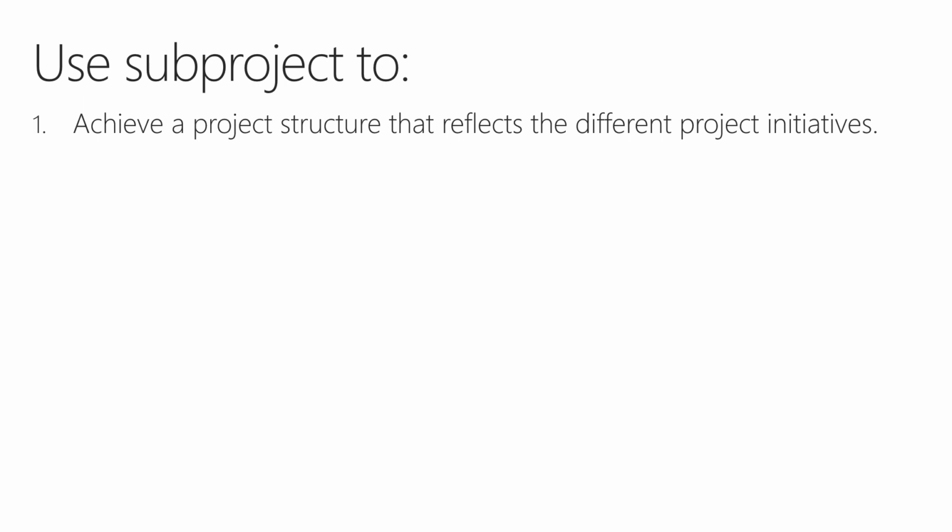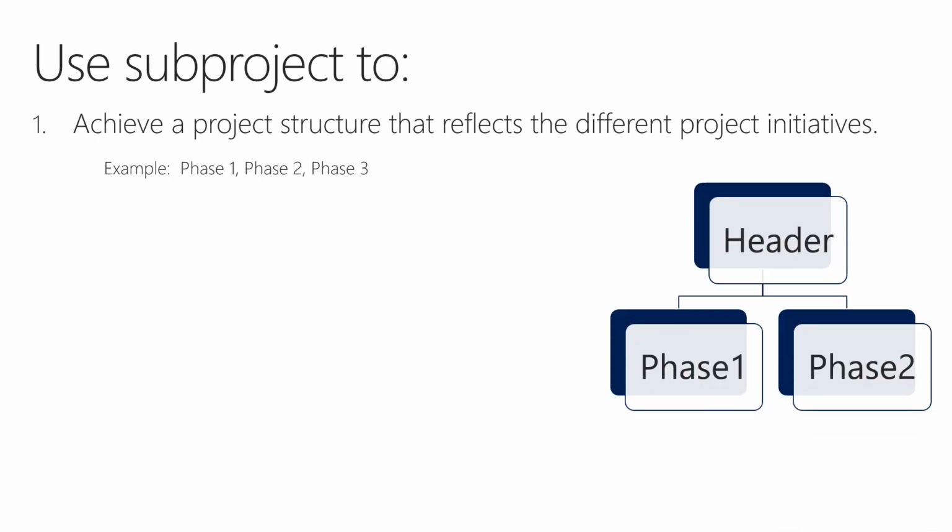Scenario one would be to achieve a project structure that reflects the different project initiatives. Some examples of that could be a project where you have multiple phases. It could be a phase one, a phase two, a phase three. So here's a graphical representation of how you could handle that. You could have a header project with the different phases underneath that. So your header project, you're not really tracking any sort of cost or any sort of transactions towards that. It's just basically a figurehead. And then you have your different phases laid out below that.